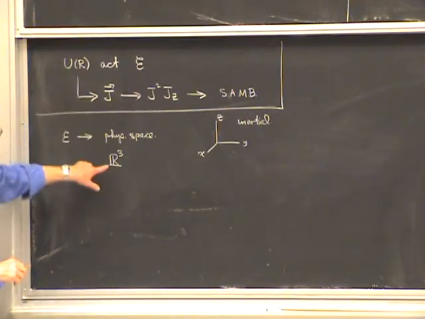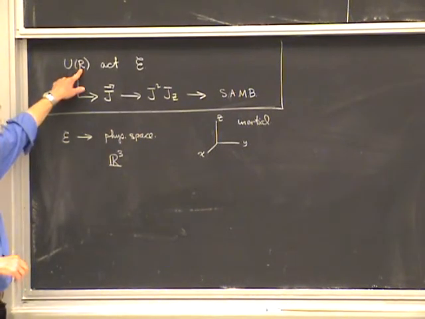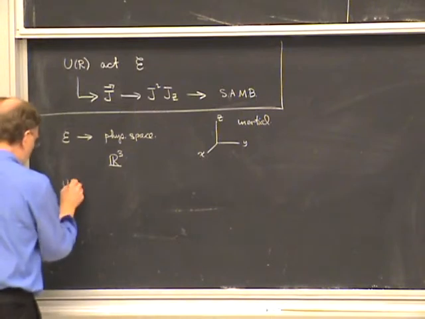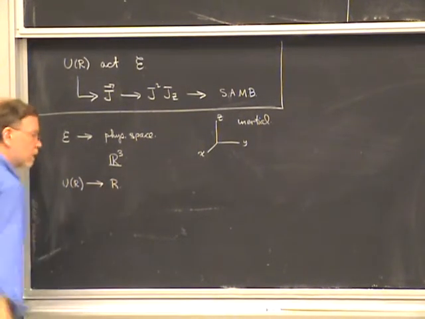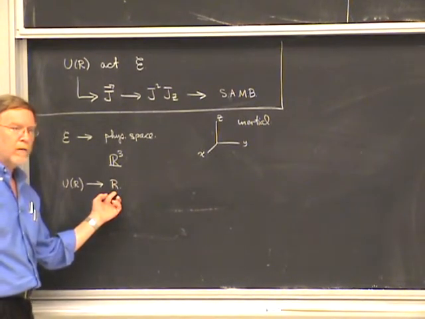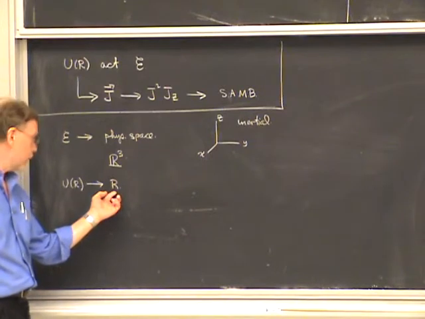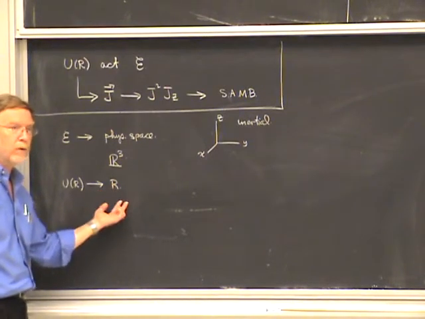Now, do the rotations act on ordinary physical space? Well, sure they do. They act by these classical rotation matrices. So in other words, U of R, in this general notation above, just gets replaced by R itself. These rotation matrices are orthogonal, and an orthogonal matrix is actually a special case of a unitary matrix. So this actually is a unitary representation of rotations.